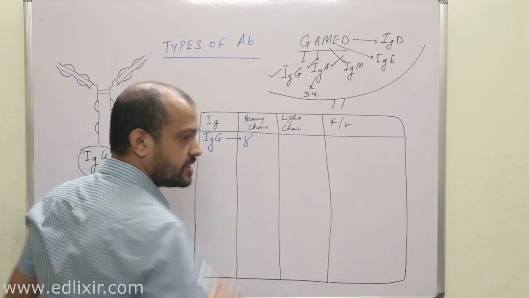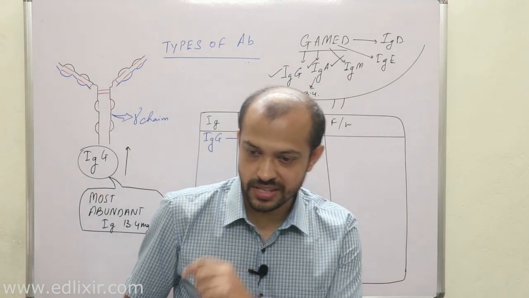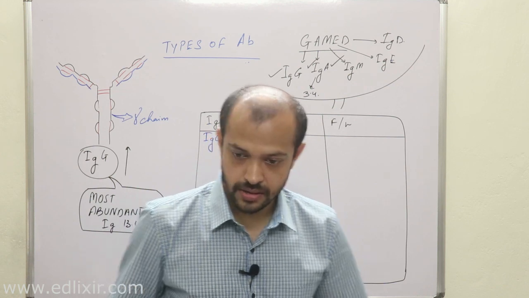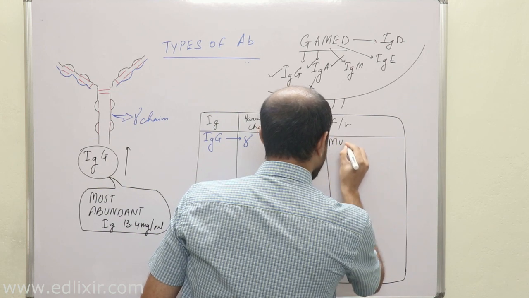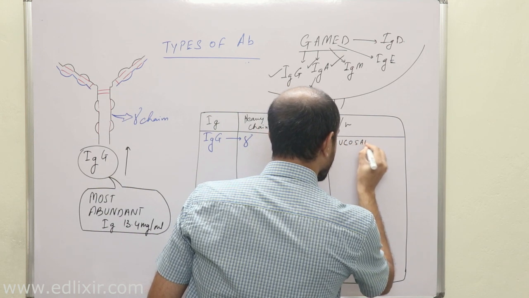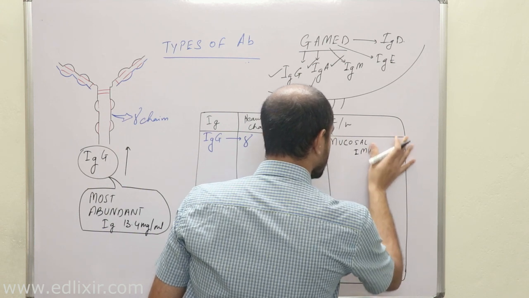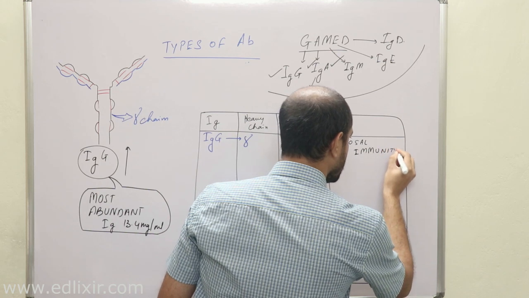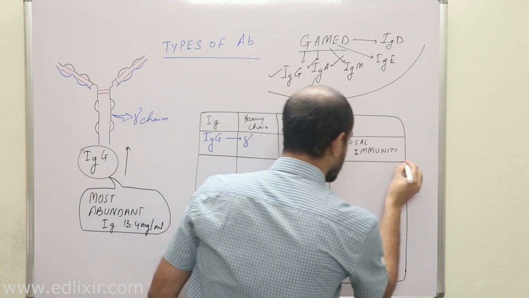Now, what is the function of IgG? There is something called mucosal cells or mucosa, you know that? Now listen, IgG actually helps in mucosal immunity. Clear? Okay. Now, we have finished with IgG.